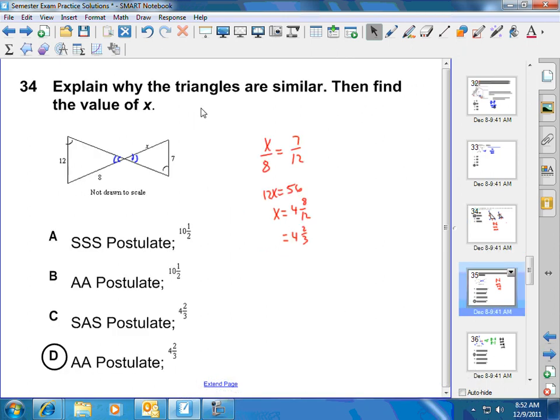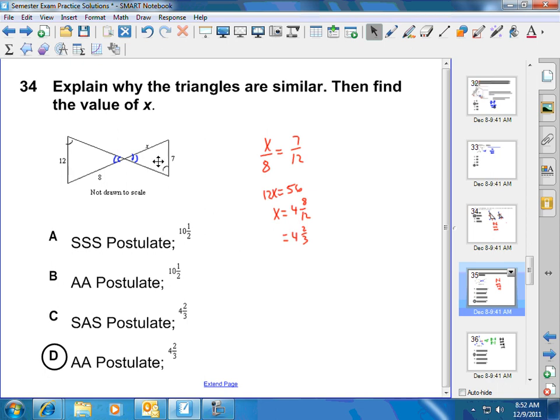Number 34, explain why the triangles are similar, then find the value of x. When I look at a figure like this, I should immediately recognize I've got vertical angles here, and I know that they're congruent. So the angle-angle similarity postulate tells me these two triangles shown are similar. And if they're similar, then the ratios of corresponding sides are equal, and I can find x using proportionality. So I just need to make sure I know what corresponding sides are so I can pair those up properly.